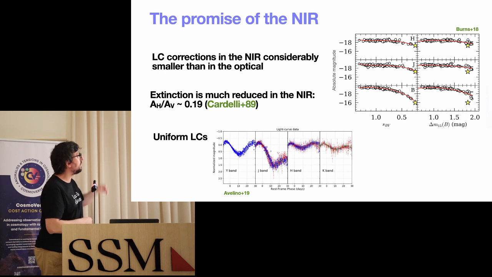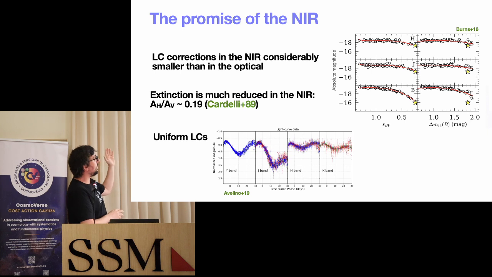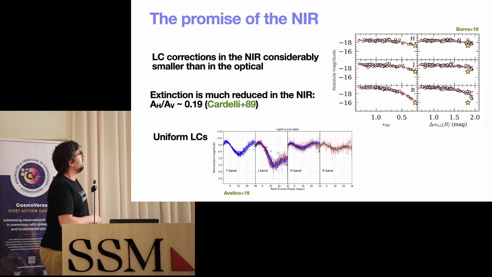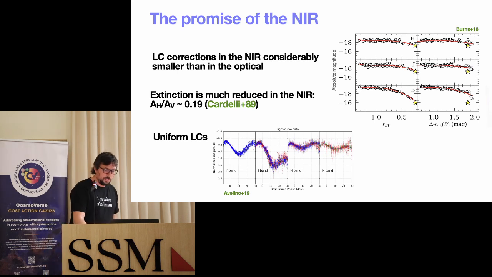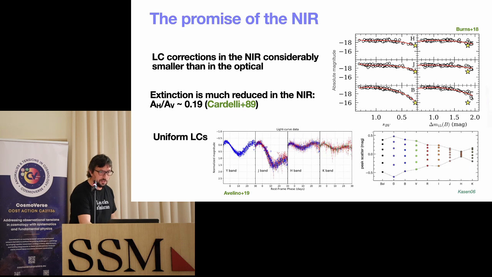Also in the near infrared, as I mentioned before, extinction is much reduced compared to the optical. It's just 20% in H compared to V. And as said by the historical papers, the light curves, these are just normalized at peak. These are not standardized. As they are seen, they are more uniform in the YJHK bands. So that's the promise.